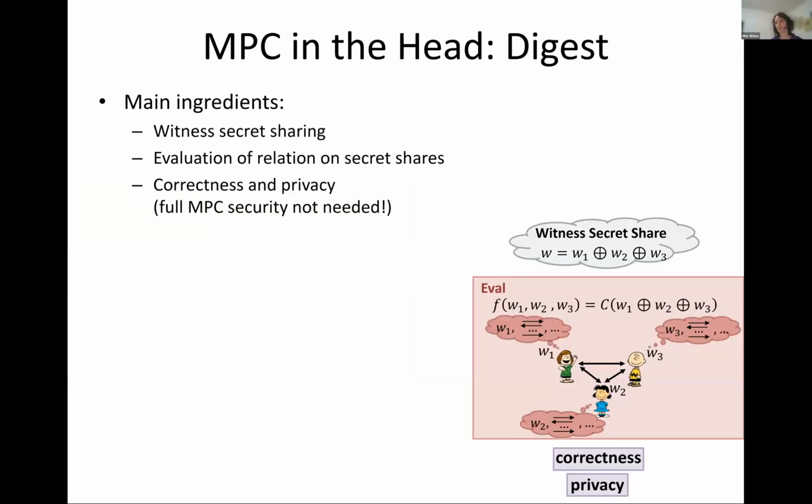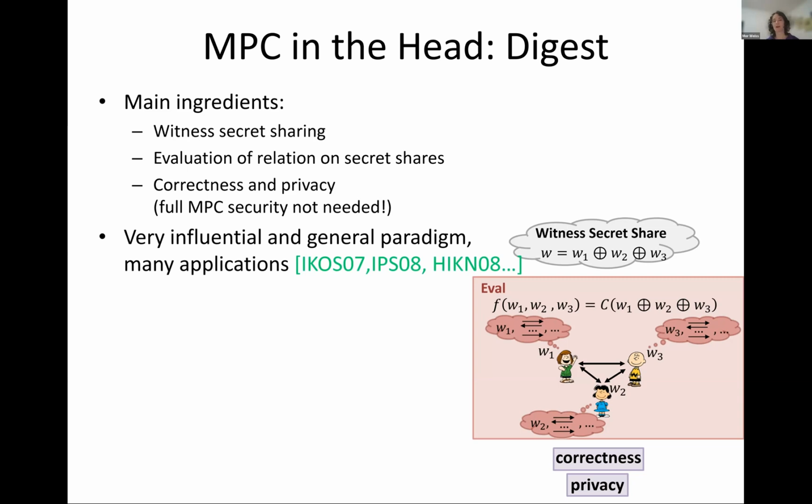So again, 3 main ingredients to the MPC in the head technique: secret sharing the witness, evaluating the relation on the secret shares, and then using the correctness and privacy of the MPC protocol. You don't need fully secure protocols, just correctness and privacy. And this paradigm has been super influential, used in many applications beyond zero-knowledge proofs.